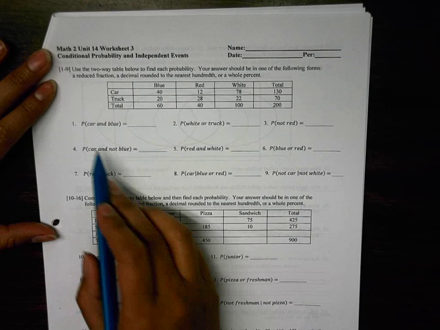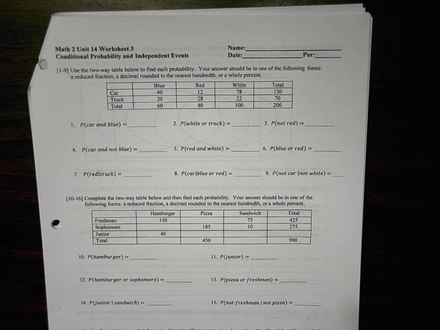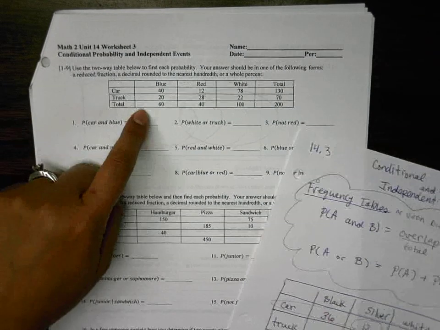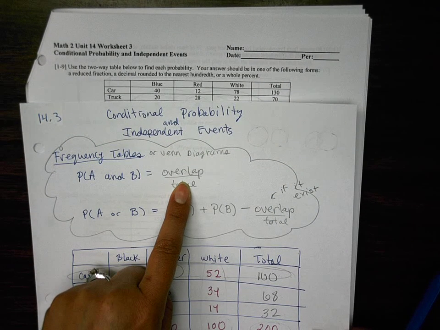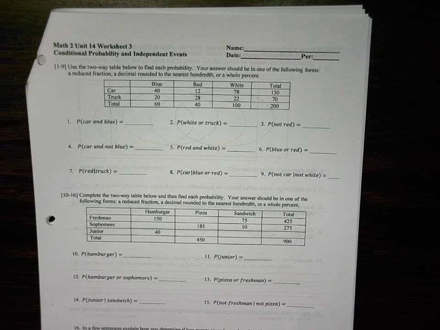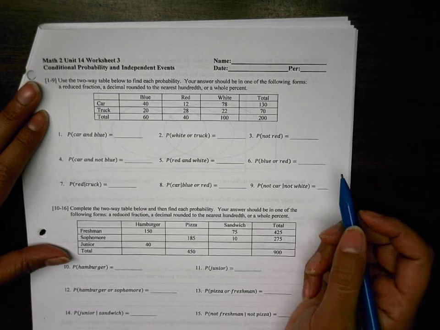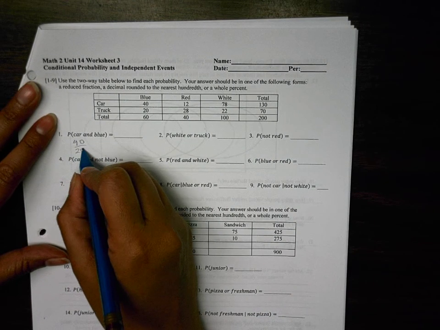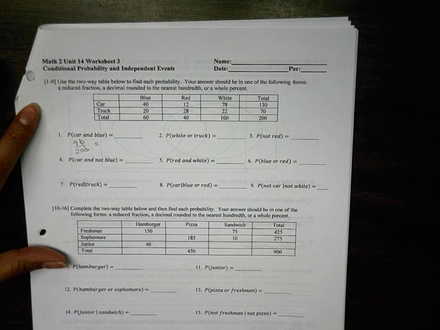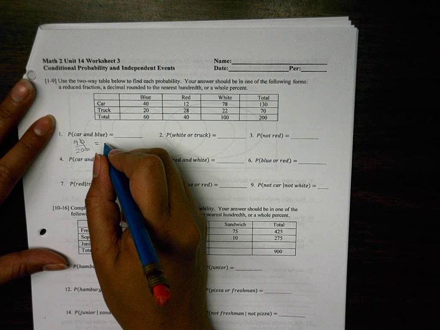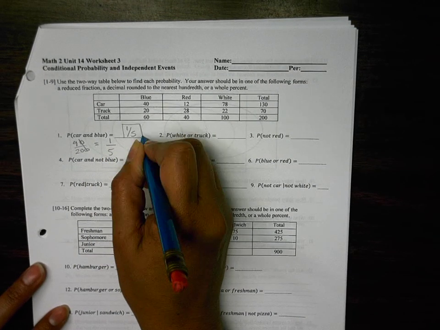Car and blue. You can keep your notes out if you'd like. We're using these tables. When we're using frequency tables, we use this here. What does and mean? Overlap. So we're looking for a blue car. Is that such a thing in this chart? 40 out of 200. I'm going to put that in my workspace because that's what you would do on your test. Cross out your zeros. Does 4 go into 20? 1 over 5. And in your answer column, you would put 1/5. Workspace, answer column.